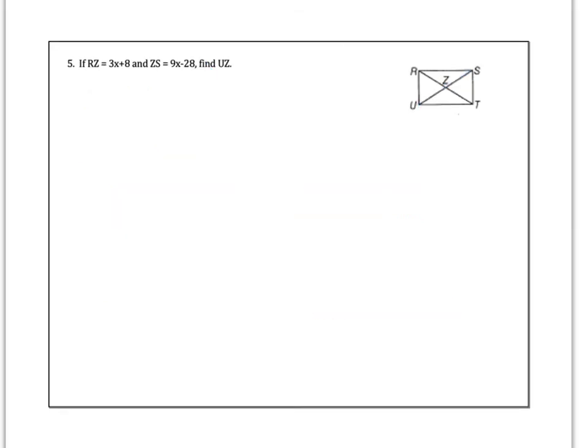Number 5. If RZ is 3x plus 8 and ZS is 9x minus 28, find UZ. Okay, so here's RZ and here's ZS. So we're dealing with the red and green segments. This is a rectangle. It doesn't say it, but it should. This is a rectangle, so all 4 of these are the same length. So to start out this problem, we would say the 3x plus 8 has to equal the 9x minus 28 because the red and the green segment are equal to each other.